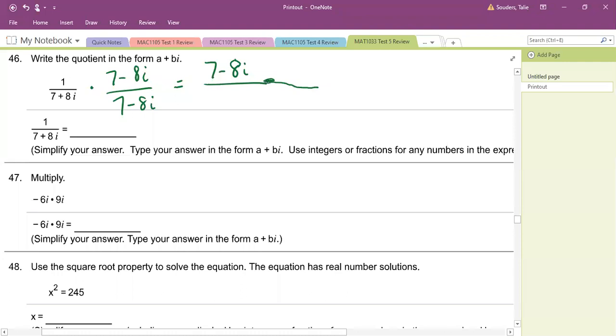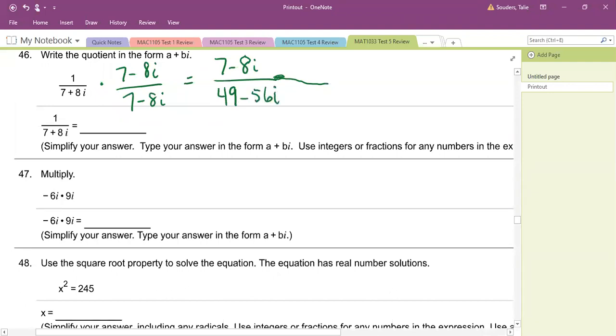So what is 7 times 7? 49. And then 7 times -8i. Negative 56i. And then 8i times 7. Positive 56i. Good. And then the last term, positive 8i times -8i. Negative 64i squared. Good.